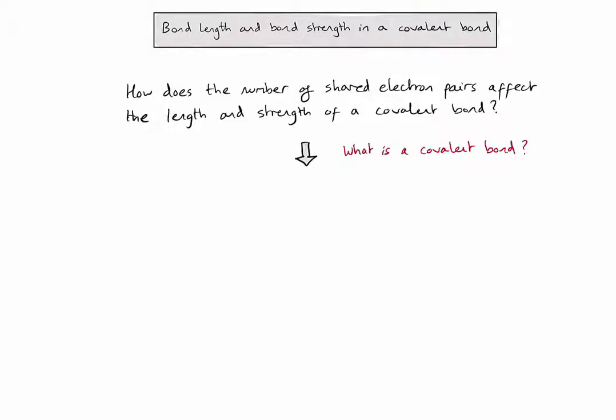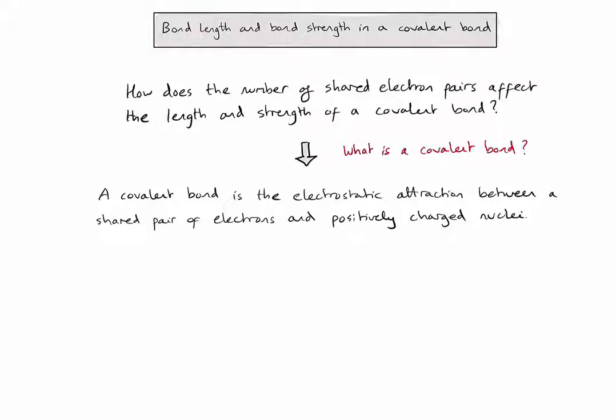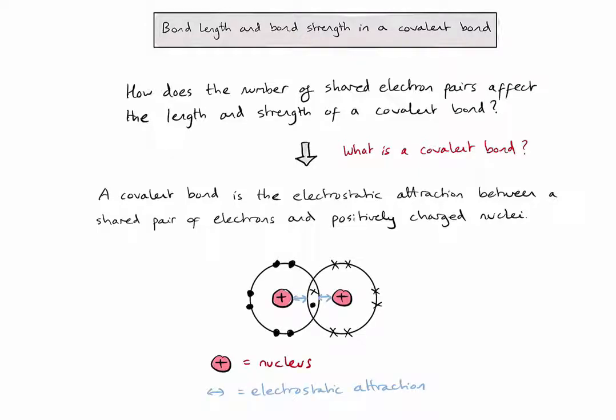The IB definition for a covalent bond is the electrostatic attraction between a shared pair of electrons and positively charged nuclei. And we might refresh our understanding by having a quick look at a diagram of this. So in this diagram you can see the blue arrows representing the electrostatic attraction between the two nuclei of the two atoms and the shared pair of electrons in between them. This is what's actually holding those atoms in place in this molecule.